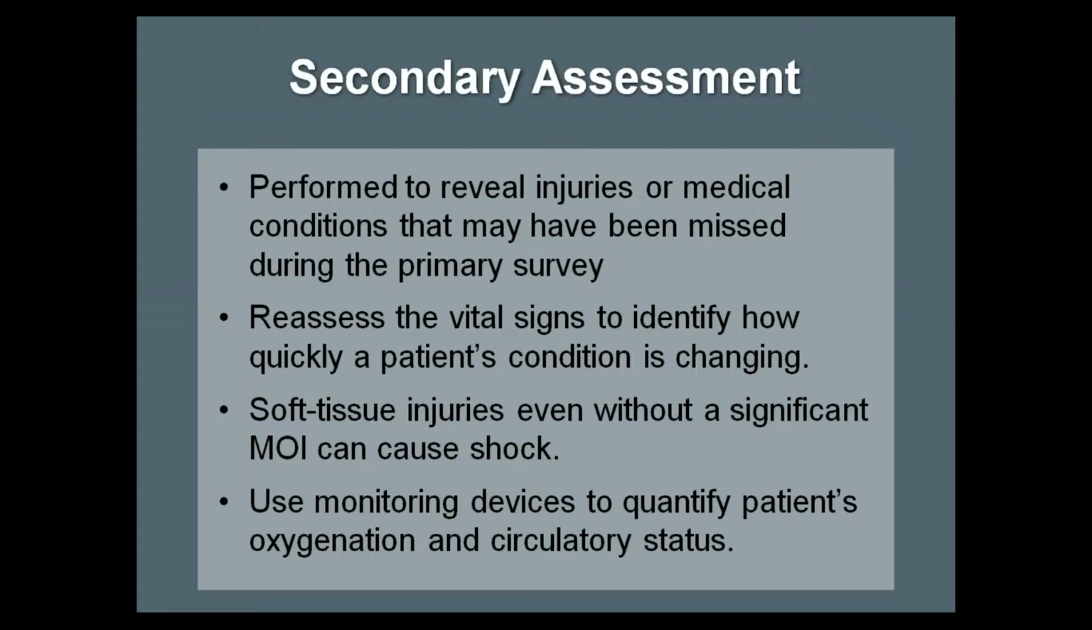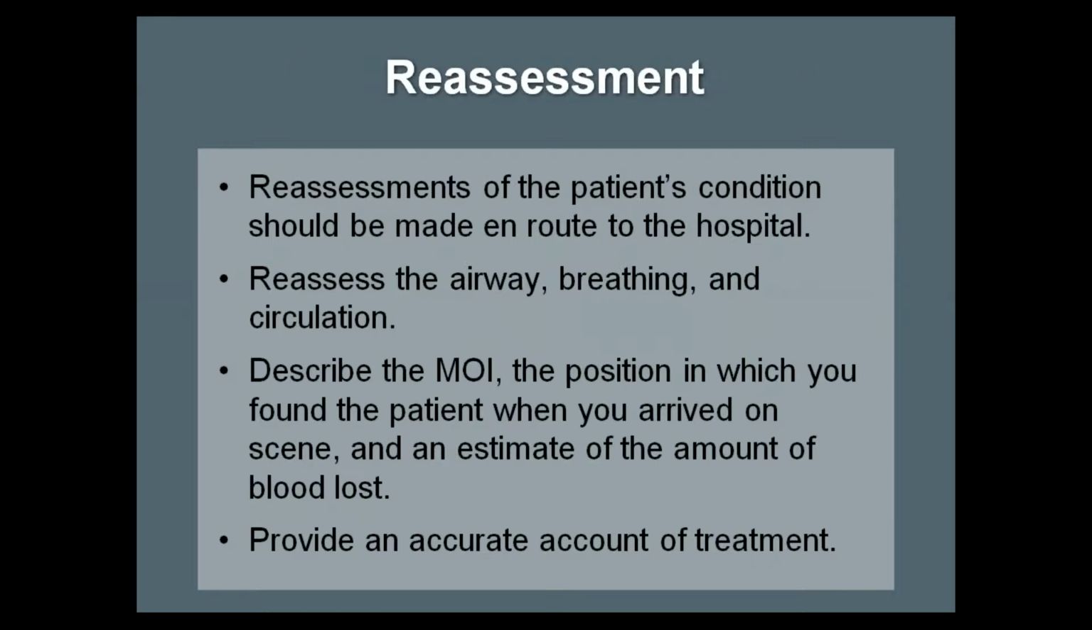Is it a true reading? So, reassessment of the patient's condition should be made en route to the hospital. Reassess the airway, breathing, and circulation. Describe the mechanism of injury, the position in which you found the patient when you arrived on scene, and an estimate of the amount of blood lost. Extremely hard to estimate the amount of blood lost, but do your best. Provide an accurate account of the treatment.